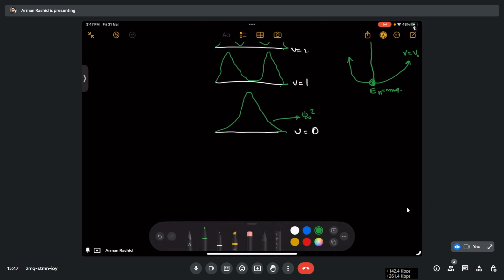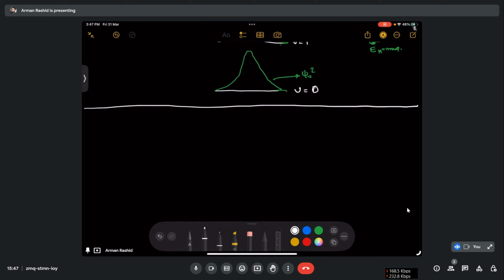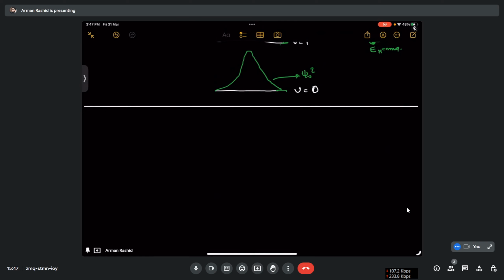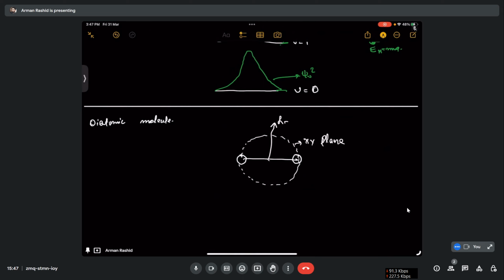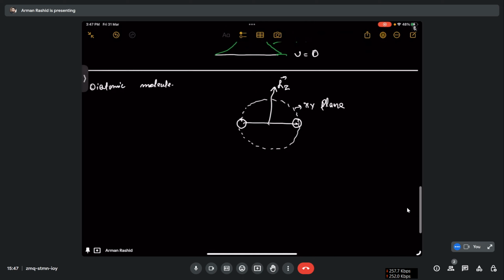Now in those vibrational transitions we also have the rotational transitions. First I'll discuss this later. For now I will discuss a little bit about the rotational transitions and how rotational spectroscopy works. For example, if we take a diatomic molecule, there is a separation between the atoms, and this is moving in the xy plane. So along the z axis it will have angular momentum. When it is moving in the xy plane, from the right hand thumb rule, it will have angular momentum along the z axis.